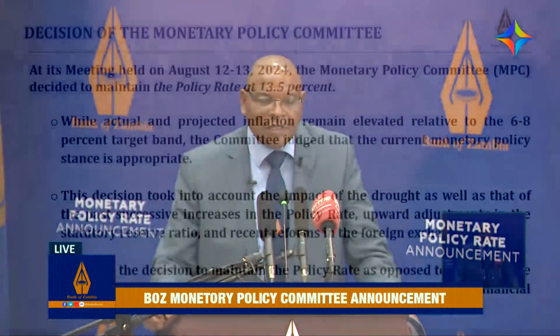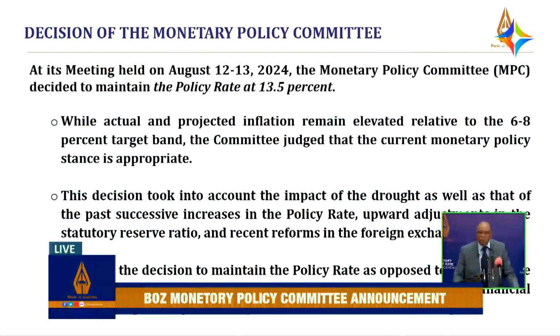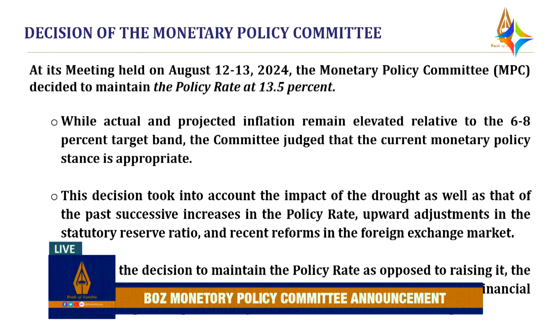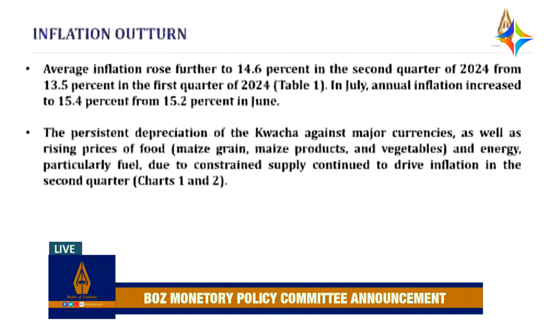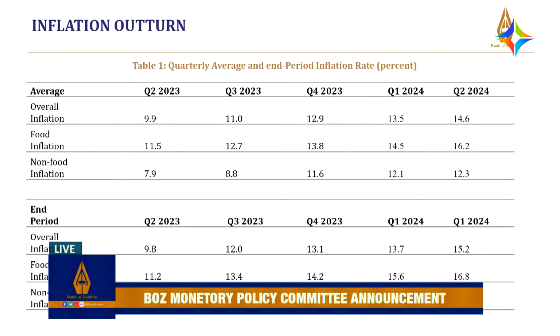There are a number of extenuating circumstances which we took into account, which led us to arrive at the decision of maintaining it at 13.5% for 2024. In July, inflation actually increased to 15.4% in year-on-year terms, whereas the bottom part gives us the reading of inflation as at end of period.